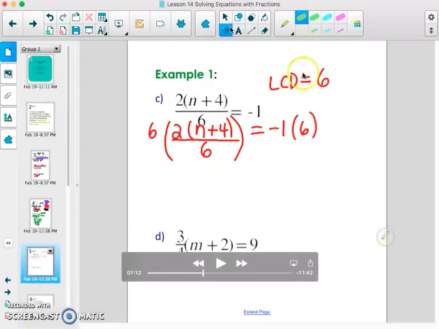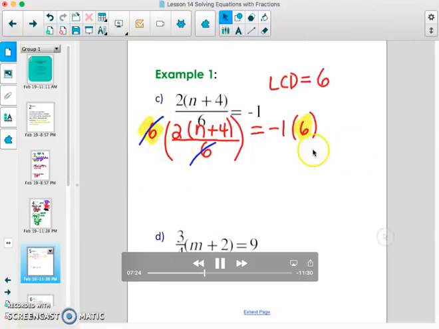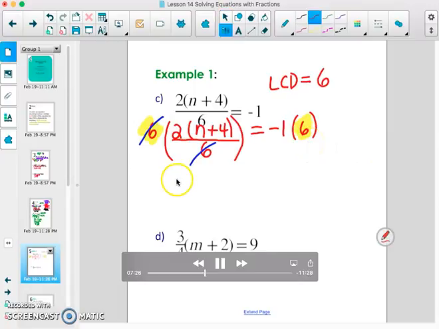So the LCD is 6, because we've got a 6 at the bottom here and an imaginary 1 underneath here. All I did was rewrite this entire equation, but I multiplied both sides by 6. That's where that came from. Now the rule says we need to divide the denominator. So the denominator over here is 6. I'm going to cross out the 6 on the top and the bottom because we get a 1. Okay, and the other side doesn't have a denominator, so we're fine.